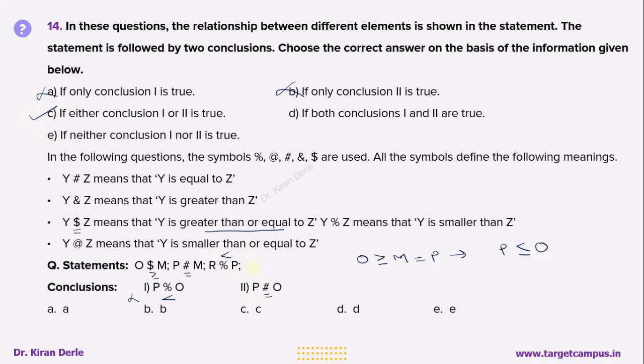But either the first or the second is true. I hope you are getting this point. Either the first or the second is true. P is either less than or equal to O. I hope you understood this, right? So we'll use this option.